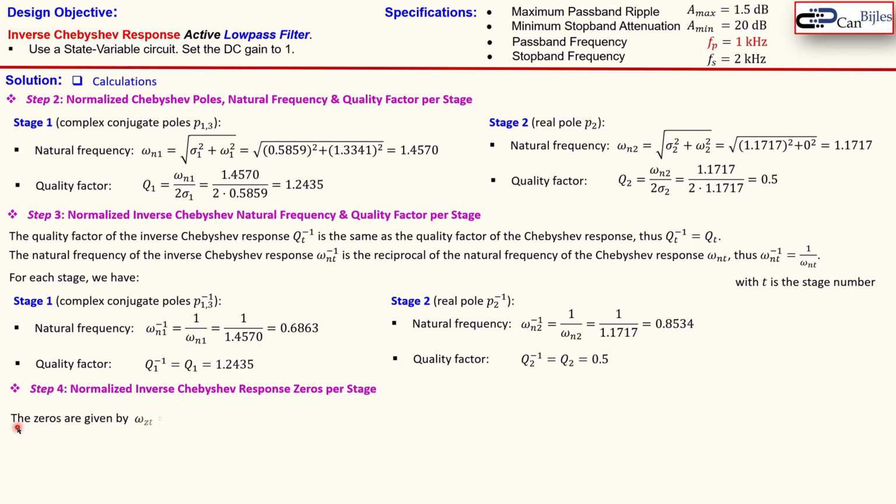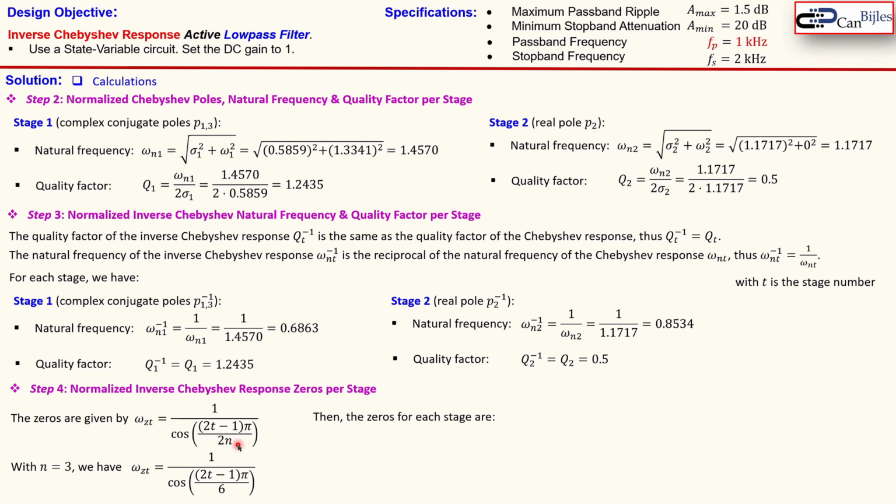Now the zeros are given by this formula. Again, I leave the details out. You see here the omega z, which is referring to that zero frequency, and the t is again the stage number. So 1 over this cosine expression here with this n, the filter order, and t, which is our stage number. Now we have n equals 3, so we can already say that this is 1 over this, and then a cosine of this expression divided by 6, because 2 times 3.